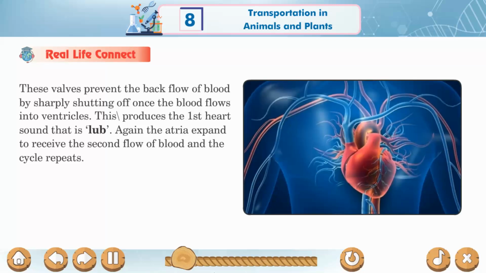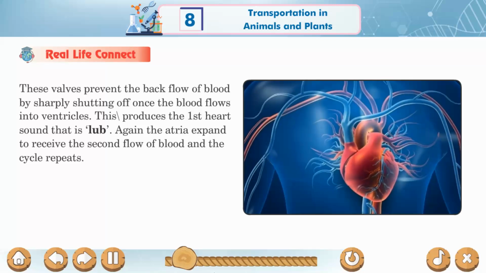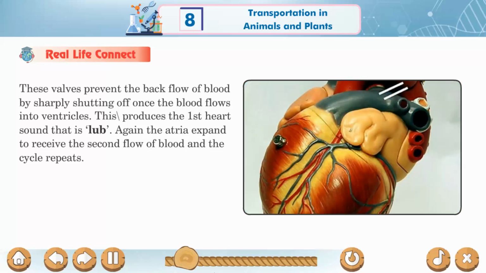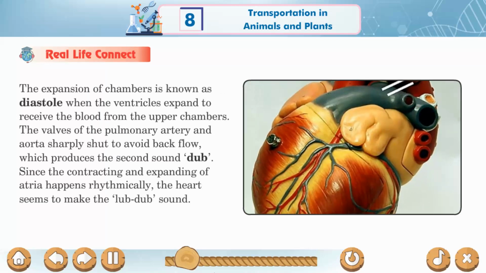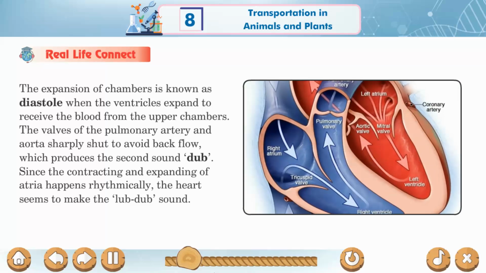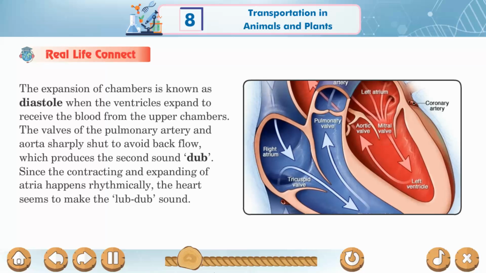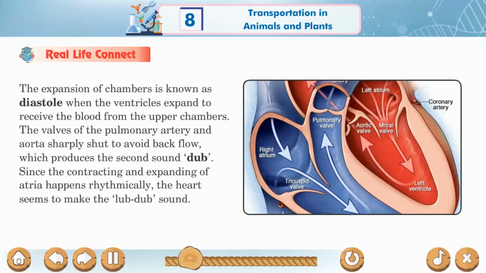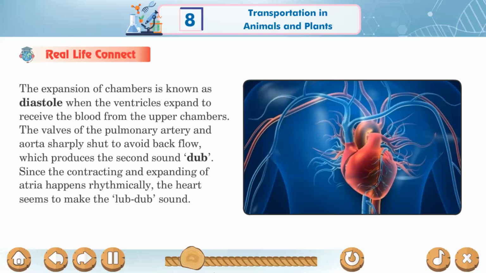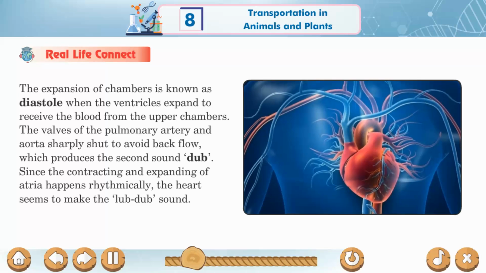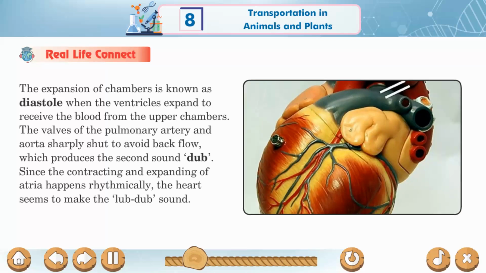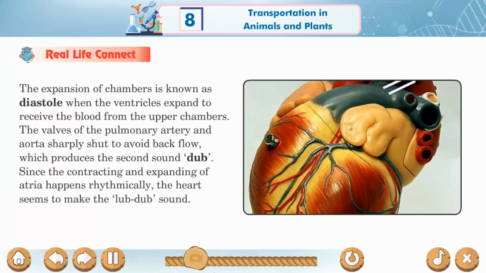This produces the first heart sound, that is lub. Again, the atria expands to receive the second flow of blood and the cycle repeats. The expansion of chambers is known as diastole when the ventricles expand to receive the blood from the upper chambers. The valves of the pulmonary artery and aorta sharply shut to avoid backflow, which produces the second sound dub. Since the contracting and expanding of atria happens rhythmically, the heart seems to make the lub-dub sound.